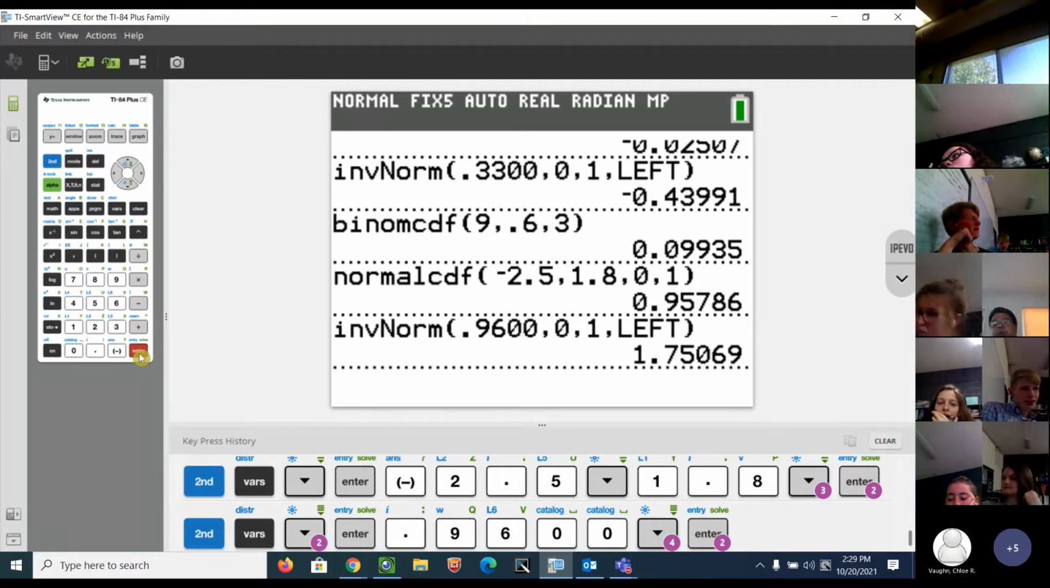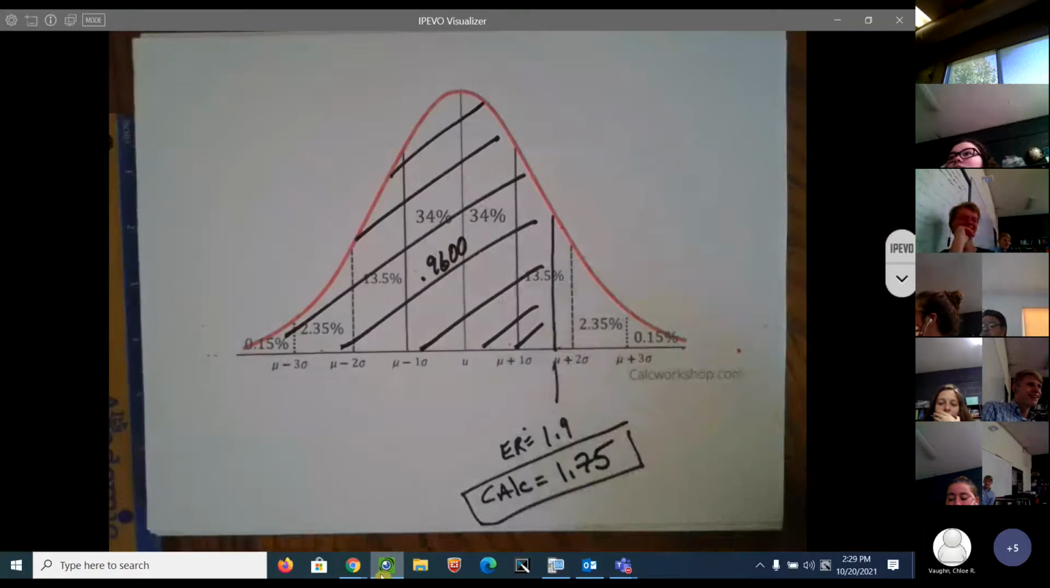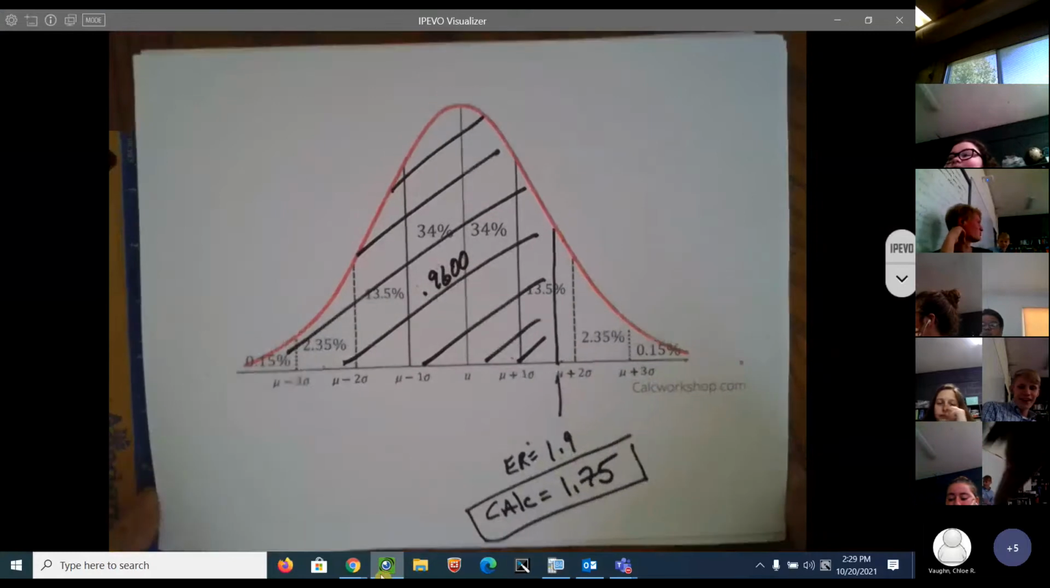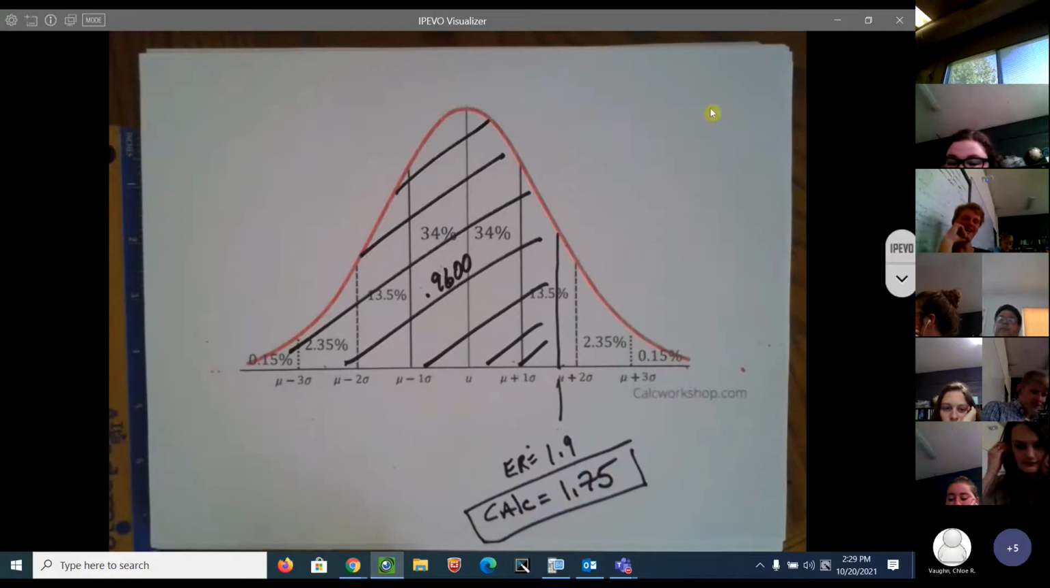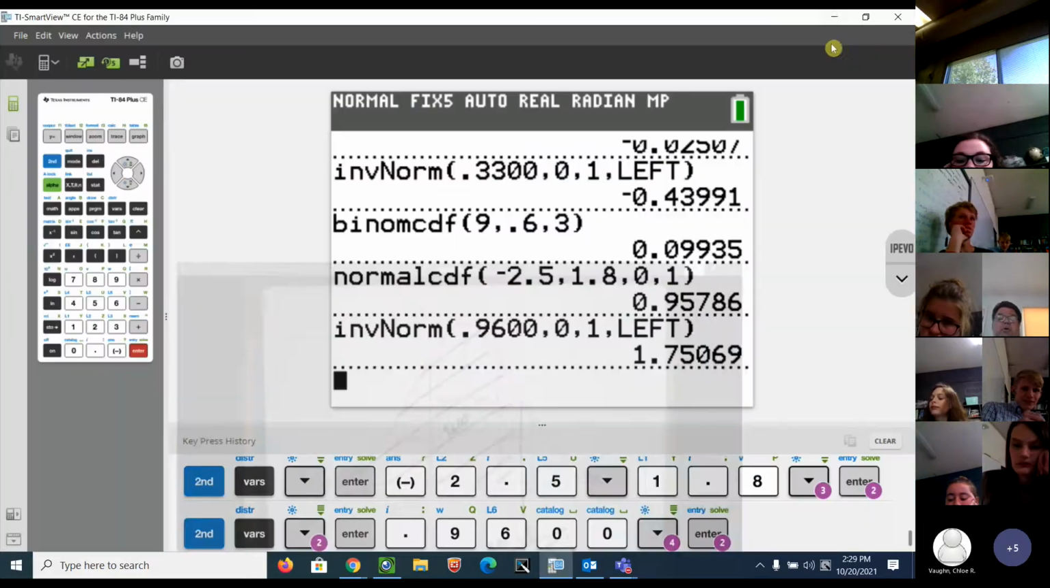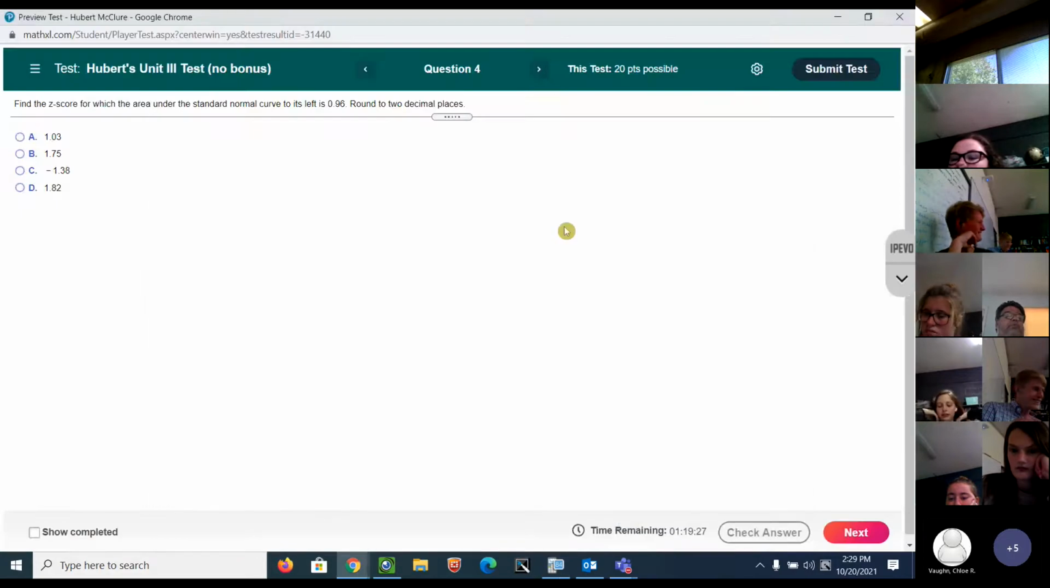Ooh, okay. 1.8 against 1.9. 1.75 is what they got. Calculator equals 1.75, and that is the answer. See, this stuff ain't hard. 1.75.